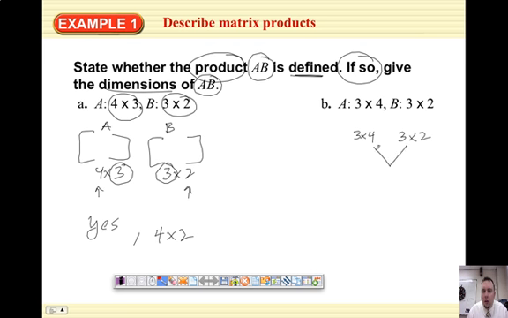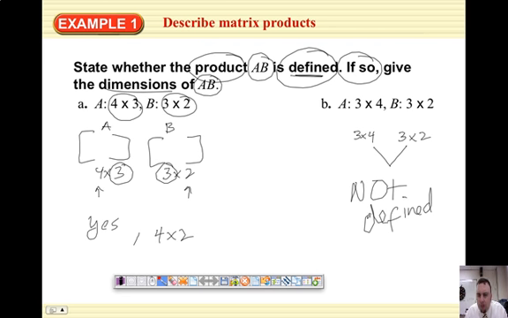4 and 3 are the inner dimensions, so you would say, no, you cannot multiply. The product is not defined. Okay, not defined. That's what you would write. Okay, could you do it another way? No, you couldn't.